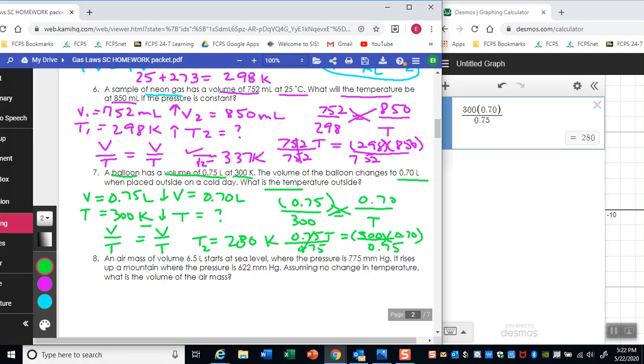All right. So that was amazing. That came out with no decimals. So 280 kelvins. So did that make sense? Yeah, that looks good because the temperature went down. Okay. And now we can just keep on going. We're just going to keep practicing doing this.